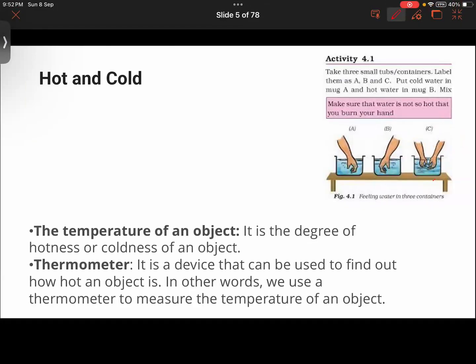Then talking about hot and cold objects, how do we really decide whether a given object is cold or hot? One thing is obvious: I can touch the given object and decide whether it is cold or hot. But we can't always rely upon our sense of touch because it can deceive us sometimes.